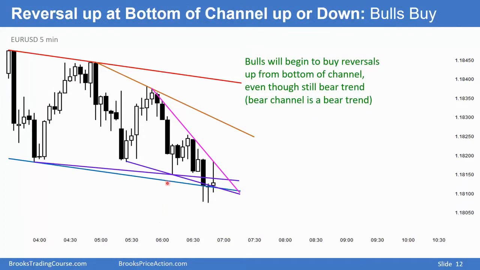Bulls will begin to buy reversals up. Some bulls who bought above this high or that high are still long. They might be using a wide stop, maybe based upon a measured move down from this double bottom, a breakout below the double bottom, and they'll scale in lower, above a bull bar, or maybe even above this small doji reversal bar.